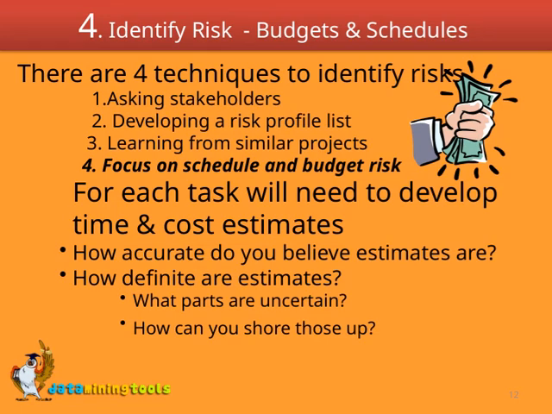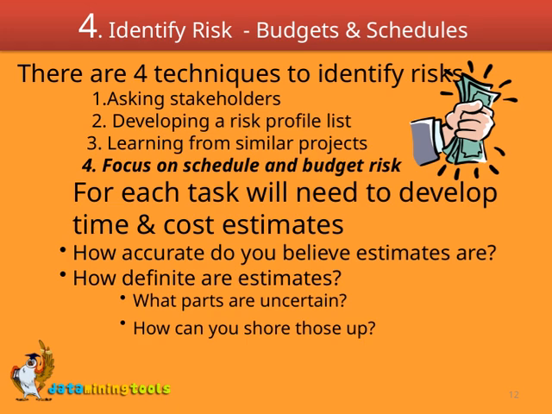Now, let's talk about the 4 main techniques we can use to identify risks in a project. First, asking stakeholders is a great way to tap into their firsthand insights and experiences. They often have valuable perspectives on potential issues we might overlook. Second, developing a risk profile list helps us systematically identify and categorize risks based on their likelihood and impact. Third, learning from similar projects allows us to leverage past experiences. What worked well, what didn't, and what risks were encountered before. This can be incredibly insightful.